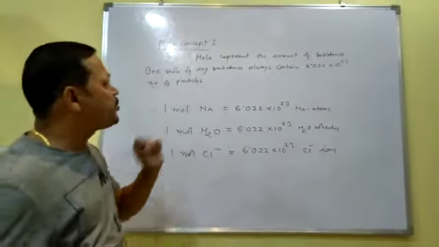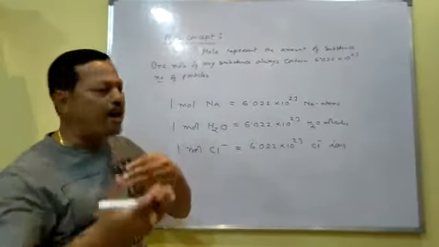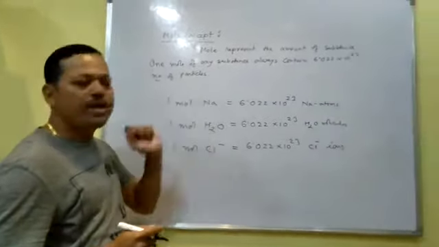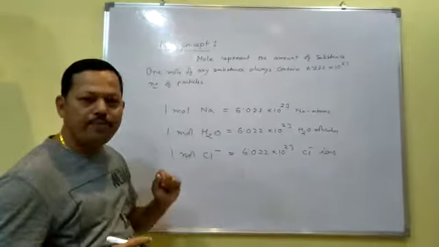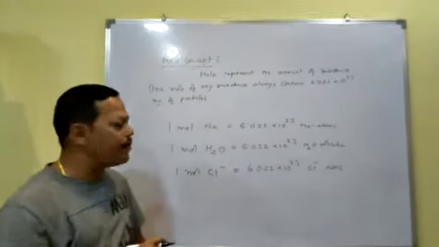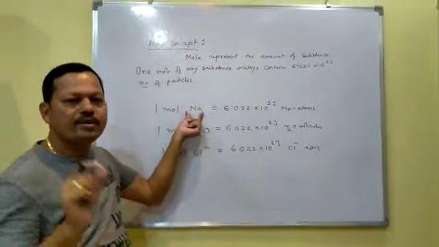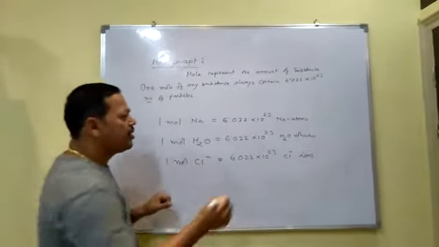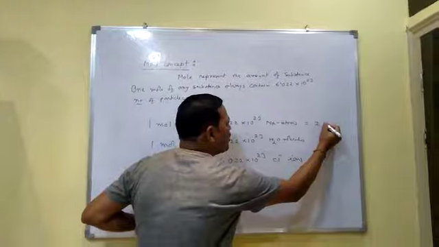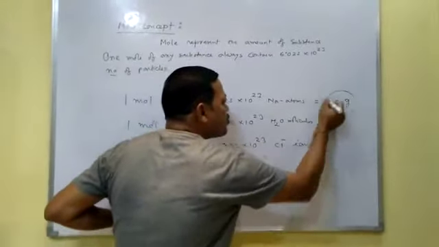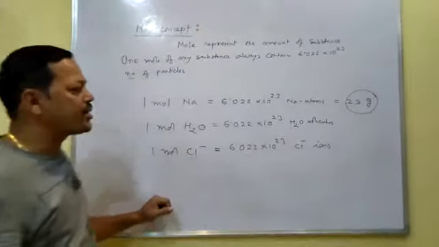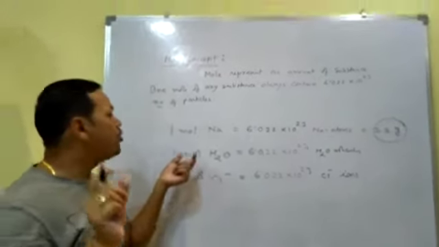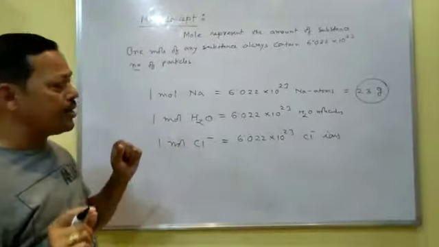Now, I will give you the mass concept. This is another concept of mole. In terms of mass also you can explain the mole. One mole of sodium: you know the atomic mass of sodium? The atomic mass of sodium is 23. So 1 mole of sodium exactly contains 23 gram, which is called the molar mass of the substance. Molar mass means nothing but the mass of 1 mole. Mass of 1 mole is called molar mass.